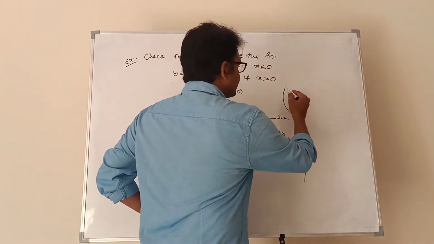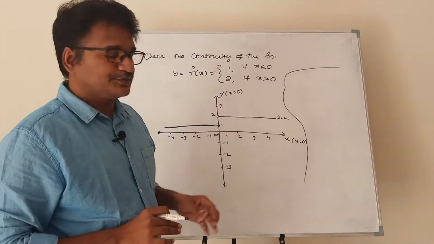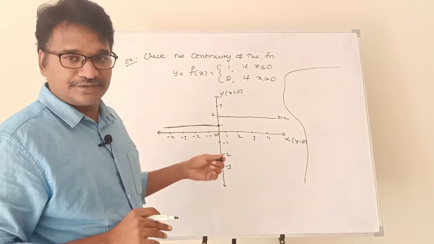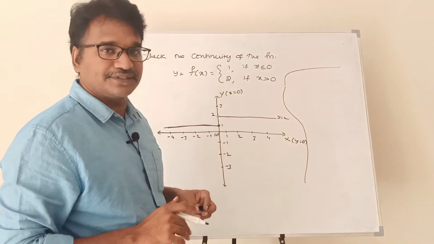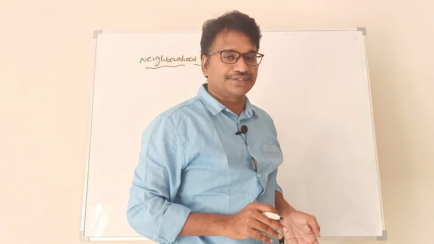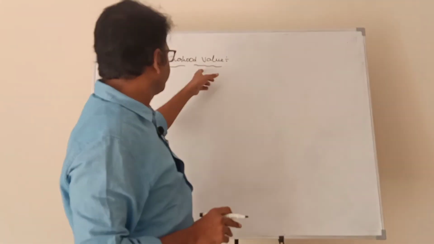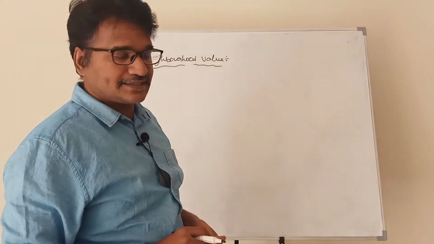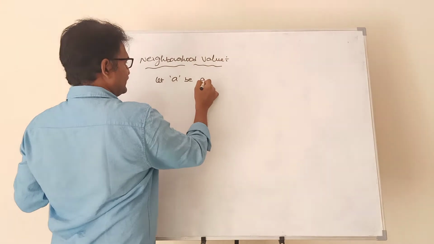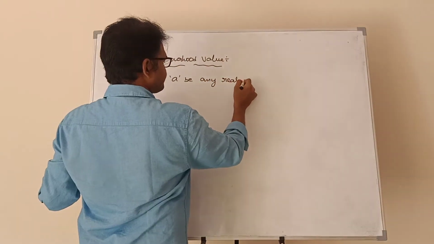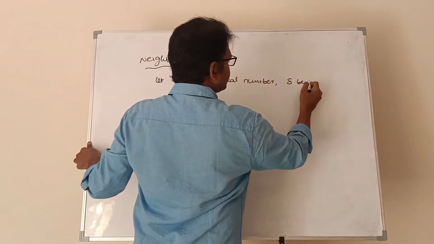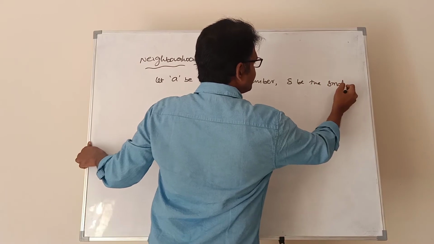So without using a graph, how to tell whether this function is a continuous function or a discontinuous function? Before going to know whether the function is continuous or discontinuous, you need to know about the neighborhood value. What is a neighborhood value? Let small a be any real number, comma, delta be the smallest positive quantity.